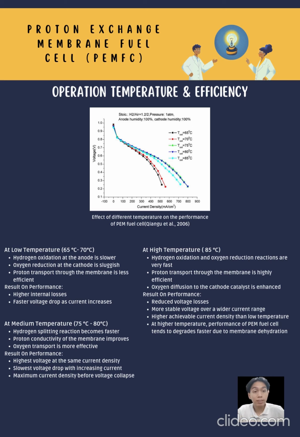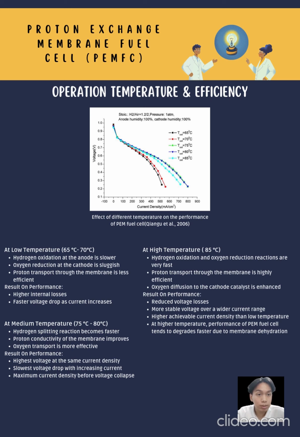Now at low temperature, between 65 to 70 Celsius, represented by the black and the red line in the graph, we can see that at the lowest amount of voltage at the end, the performance produces the lowest amount of current density. Why? Because hydrogen oxidation at the anode is slower. Second, oxygen reduction at the cathode is sluggish. This causes proton transport through the membrane to be less efficient. Hence, this results in higher internal losses and faster voltage drop as current increases.